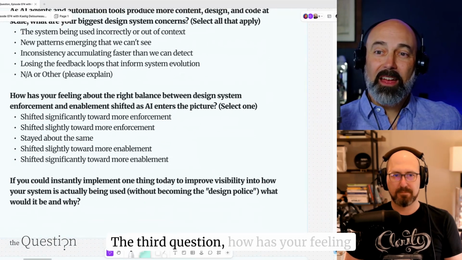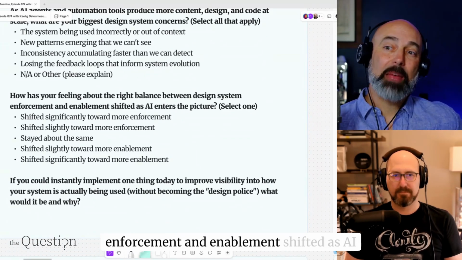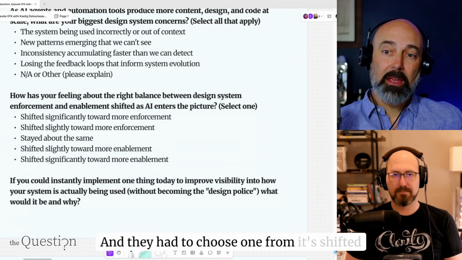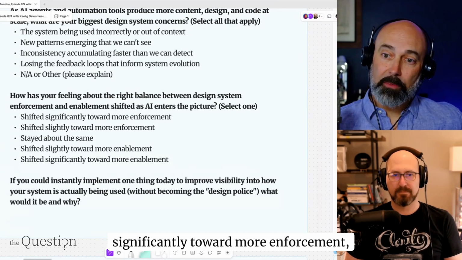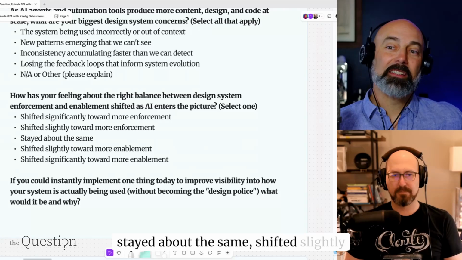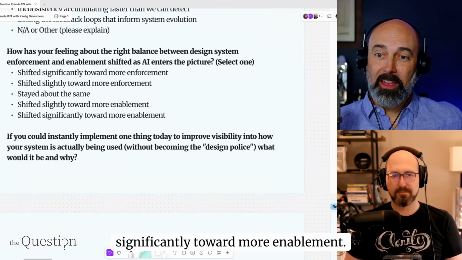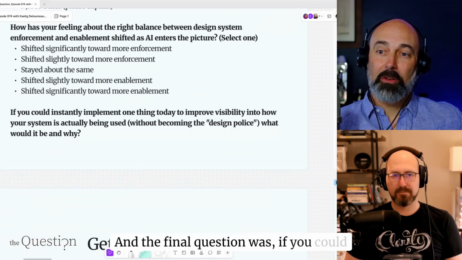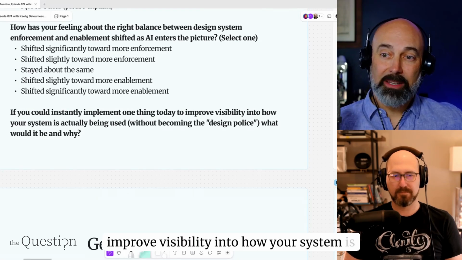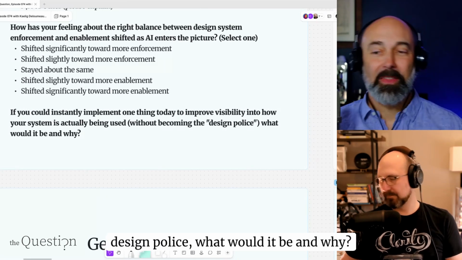The third question: How has your feeling about the right balance between design system enforcement and enablement shifted as AI enters the picture? And they had to choose one from: it's shifted significantly toward more enforcement, shifted slightly toward more enforcement, stayed about the same, shifted slightly toward more enablement, or shifted significantly toward more enablement. And the final question was, if you could instantly implement one thing today to improve visibility into how your system is actually being used without becoming the design police, what would it be and why?